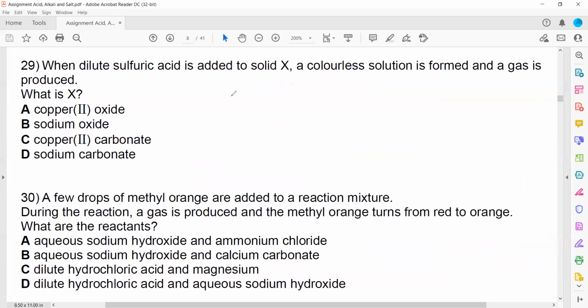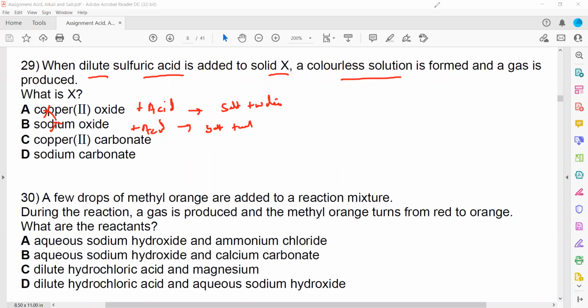Now again, this is also related to identification of the ions. When dilute sulfuric acid is added to X, a colorless solution is formed and a gas is produced. When a colorless solution is formed, the solution does not have color. First, metal oxide plus acid will give salt and water, but there is no gas. And metal oxide again plus acid gives salt and water. So A and B cannot be the answer. We'll check options C and D.